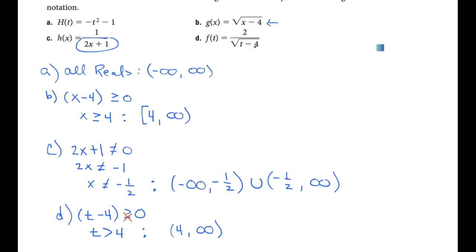The last one is similar to the one that I did last. T minus 4 can't be 0, and it can't be less than 0, so it can only be greater than 0. So I set t minus 4 greater than 0. I started to write greater than or equal to, but it can't be equal to, so I crossed that out. And so t must be greater than 4. And again, check that. Check 5 or 10 or something simple, and check something less than 4 and see what happens. So you're going to find that the interval notation then is from 4 to infinity, not including either one of those things.